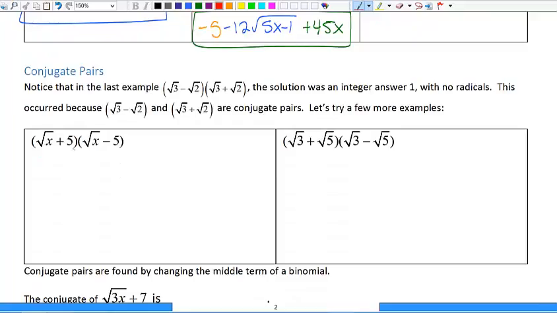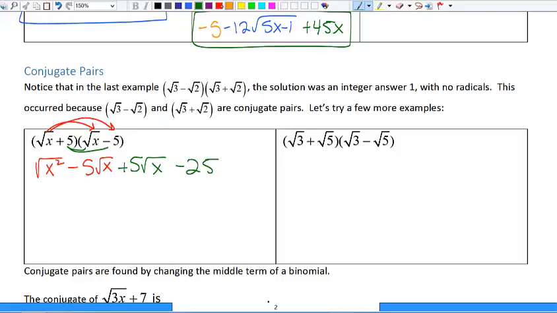So the square root of x plus 5 and the square root of x minus 5 are conjugate pairs, and we'll talk about why they are in a minute. But for now, I just want to show you that they truly do come out to whole numbers. Root x times root x is the root x squared. Root x times minus 5 is minus 5 root x. Then I'm going to take my 5 and distribute that as well to get plus 5 root x minus 25.